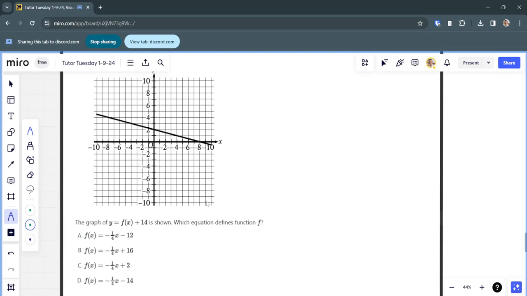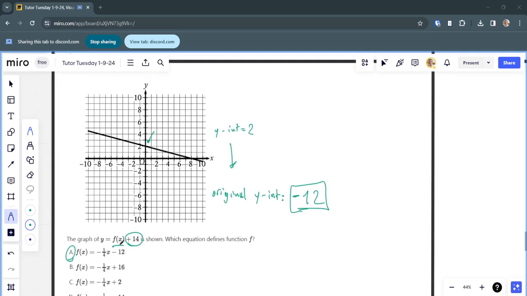Well, if this is the graph of f shifted up by 14 units and has an intercept at 2, y-intercept equals 2, the original y-intercept should be 14 units lower because remember we transformed it up 14. So the original y-intercept should be negative 12. That only matches with answer choice A. Okay.